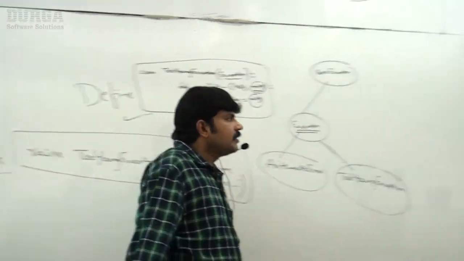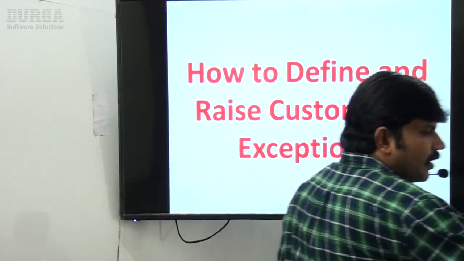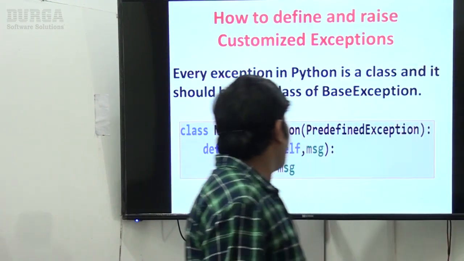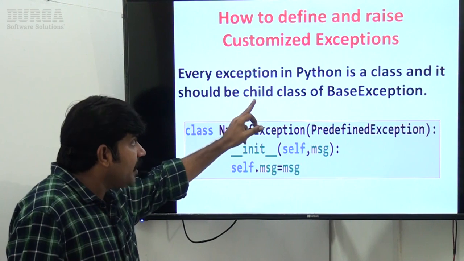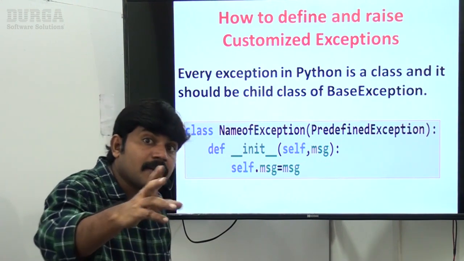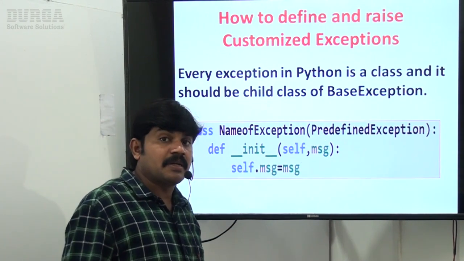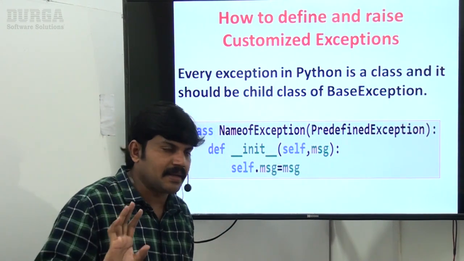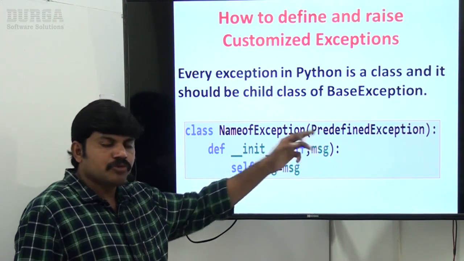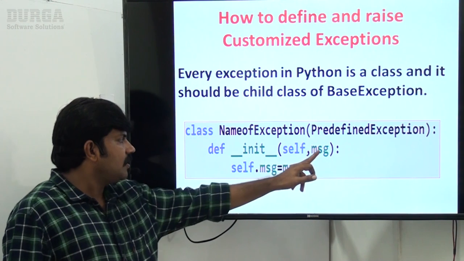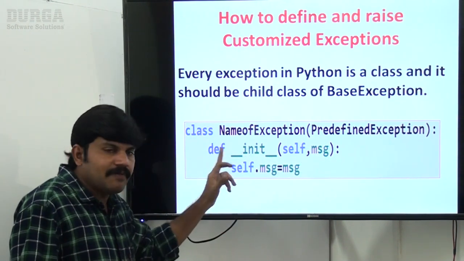Just observe carefully how to define and raise customized exceptions. Every exception in Python is a class, and it should be a child class of BaseException, either directly or indirectly. It's not compulsory to be a direct child class of BaseException, either directly or indirectly. Next, the class name of the exception. Next, the predefined exception should be some parent. Next, this is the constructor we have. This is the syntax to define our own exception.